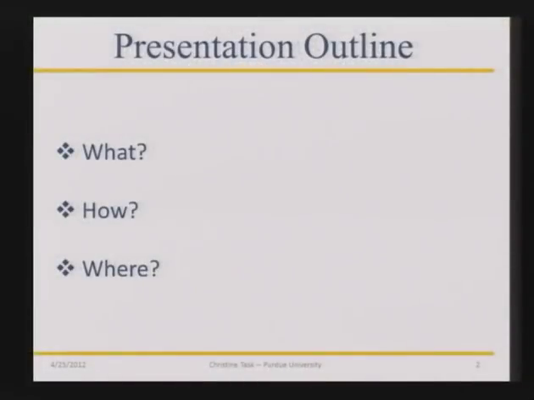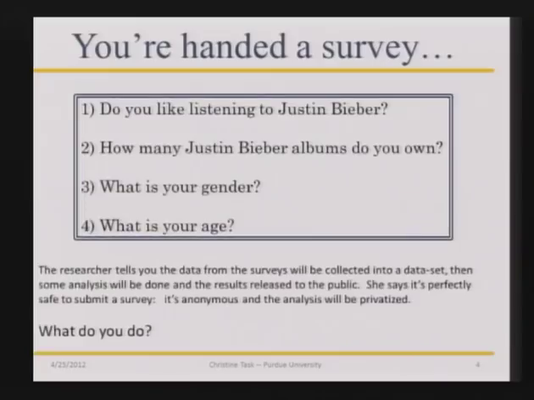Easy outline. What, how, where? What? You're handed a survey. It asks about your age, your gender, what your taste is in music with respect to Justin Bieber. Now we know my taste. The researcher collects the data, says that they're going to put it into a data set, they're going to do some analysis, they'll privatize it, and of course they're not collecting your name, and they're going to release the results. What do you do? Do you submit your data? Are you worried that will out you as somebody who likes Justin Bieber?